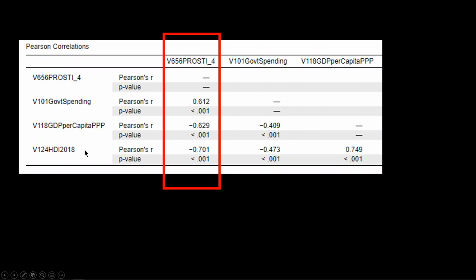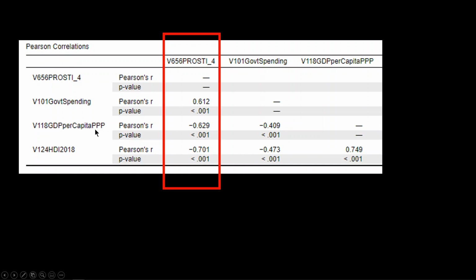So I could say, as government spending increases for countries, they tend to have a higher percent of the population that say prostitution is never justifiable. This is a strong effect. And then in parentheses, R equals 0.612. I have now done strength and shape in words and in numbers. This is statistically significant. In parentheses, P is less than 0.001. Or you could say P is less than 0.05 if you're just staying with that common standard.